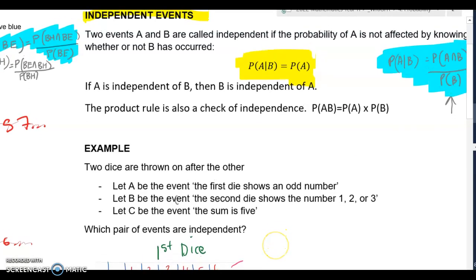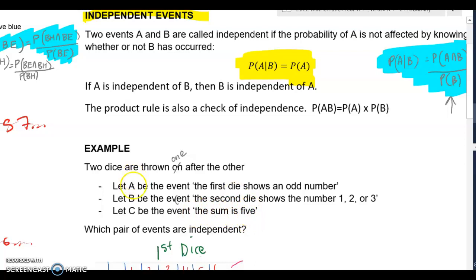Okay, so in this example, two dice are thrown, one after the other. Let A be the event: the first dice shows an odd number. Let B be the event: the second die shows the number 1, 2, or 3. And let C be the event: the sum is 5. Now, we need to think about this a bit.